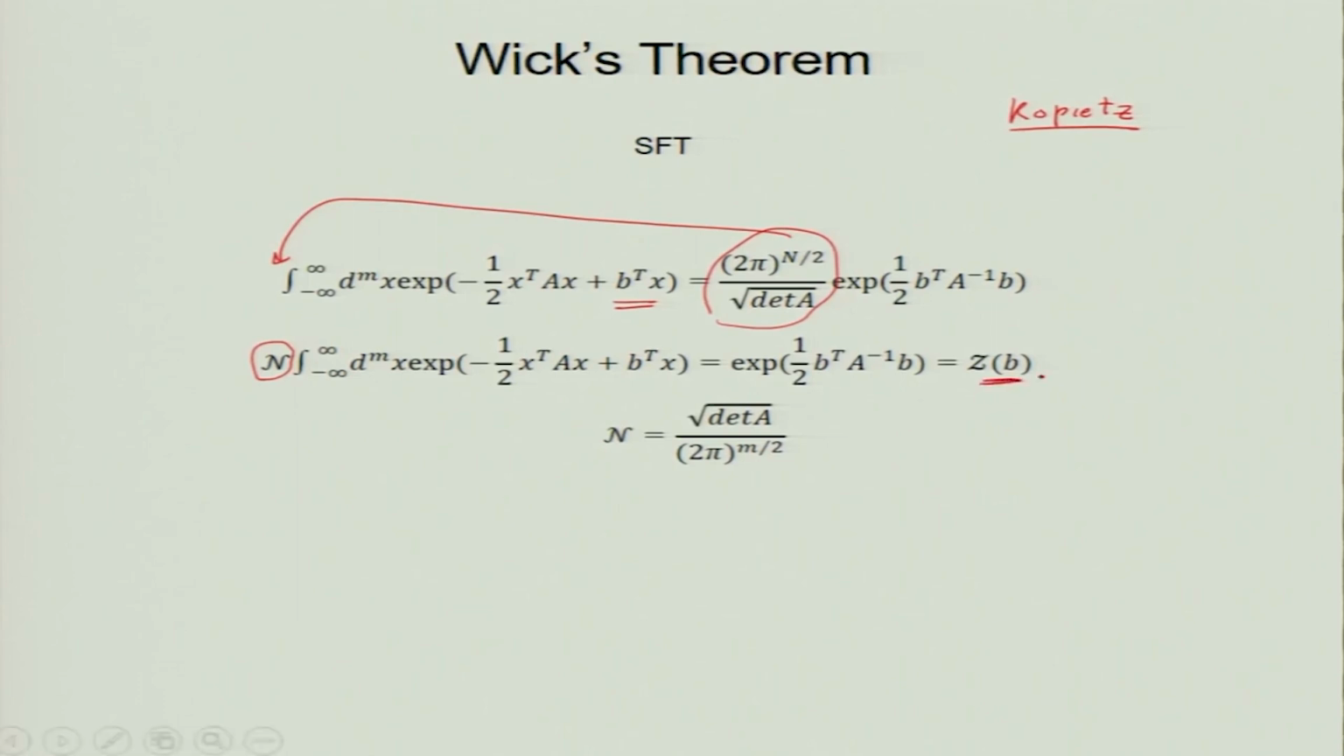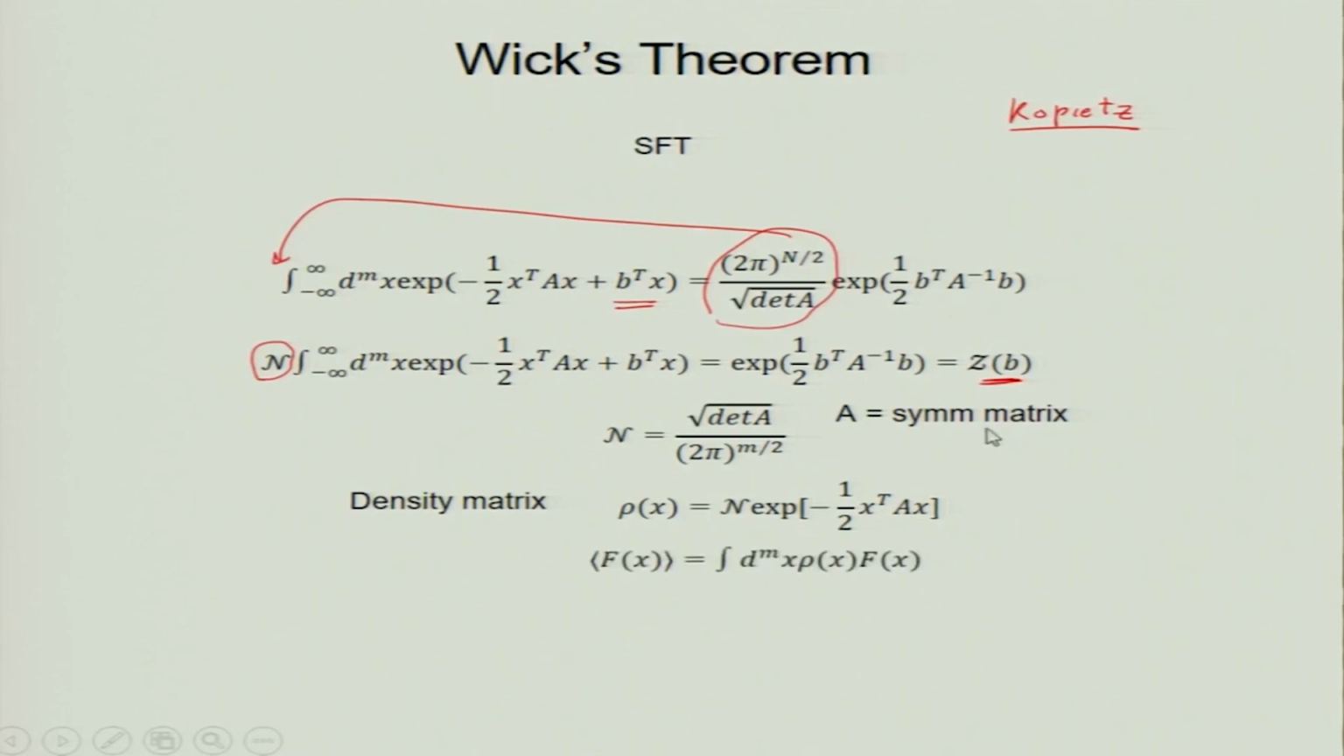And this we call ZB, the normalized partition function, where A is a symmetric matrix, and we wrote that this is a density matrix, and so any function f(x) I can compute using the density matrix. Okay. And this is a side remark. Now let us get to Wick's theorem.